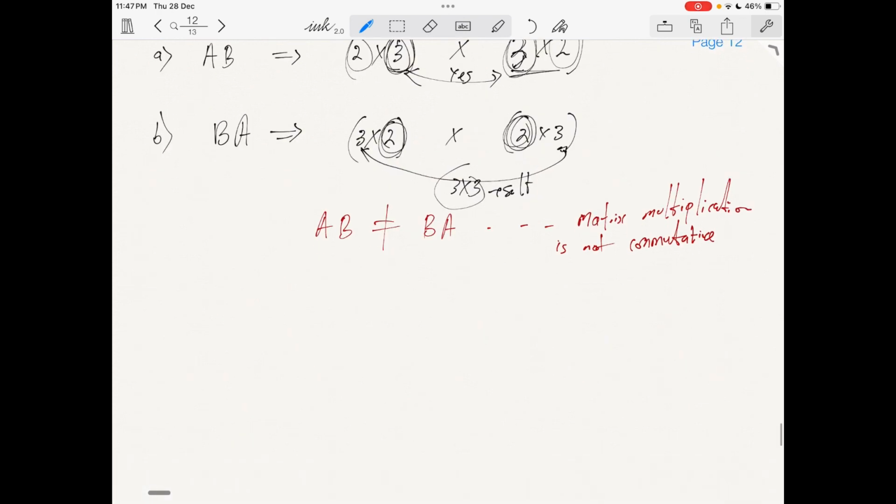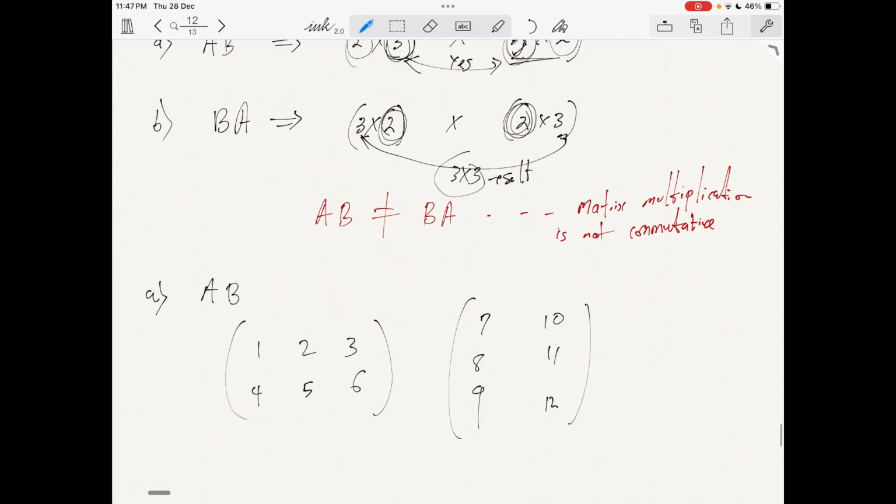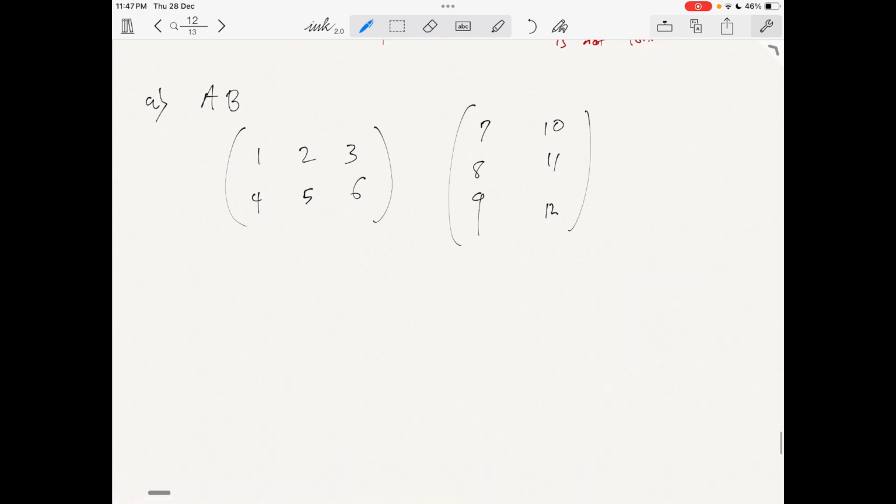So because AB, let's start with A. What is A? A is 1 2 3 4 5 6 and B is 7 8 9 10 11 12. Now we know that the result is a 2 by 2 matrix, 2 rows, 2 columns.